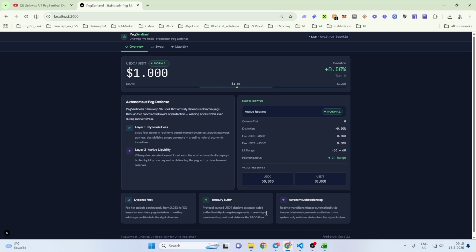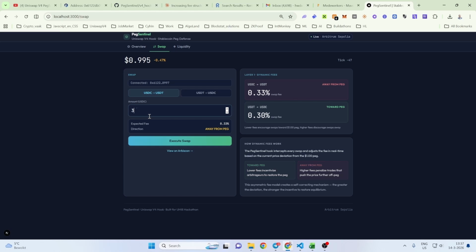In the Overview tab, we see a live indicator showing that the system is active. The USDT-USDC pair is currently trading close to its peg. At the bottom, we can see the system status. The active regime is normal, and the base swap fee is 0.3%. The protocol earns fees, which are stored in the vault. This vault currently holds 50,000 USDT and USDC, ready to be deployed if the peg comes under stress.